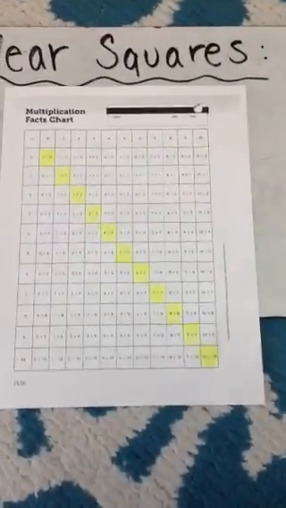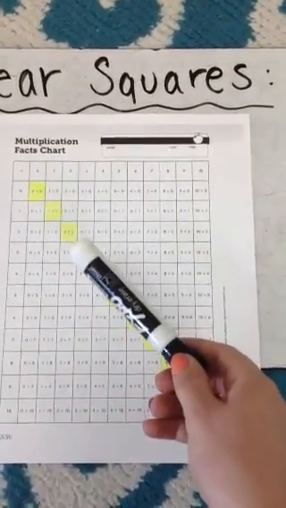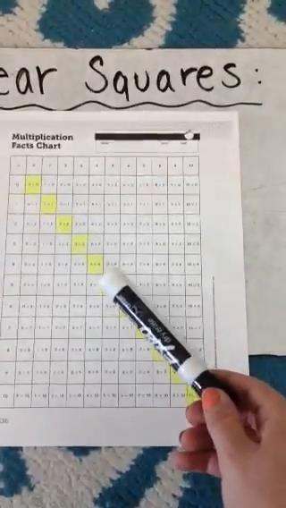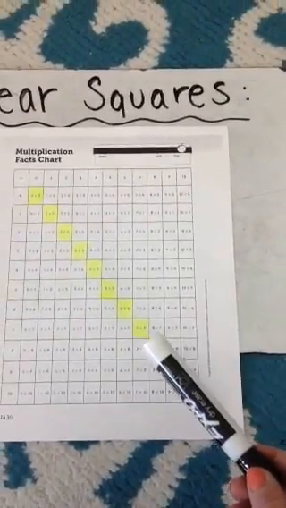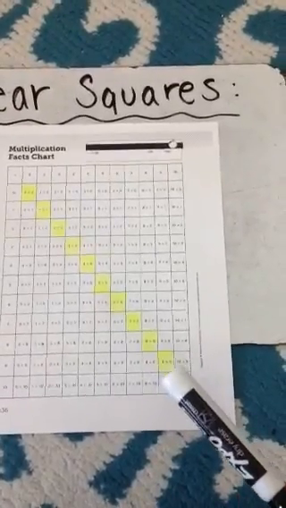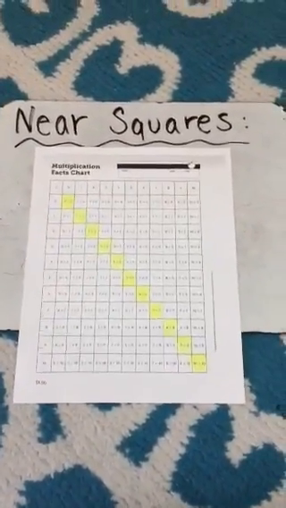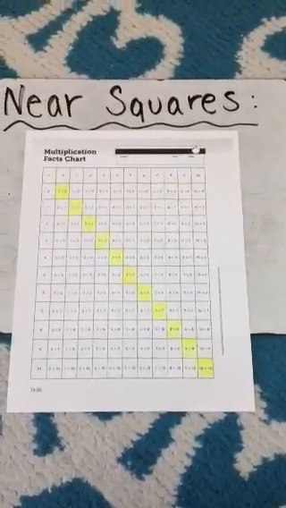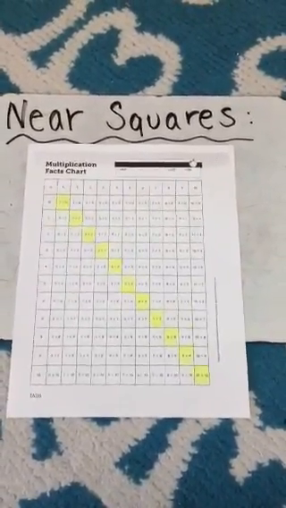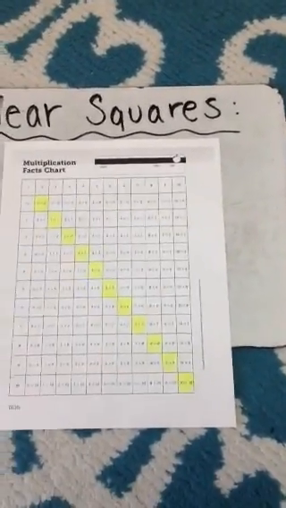So if you pay attention, 0 times 0, 1 times 1, 2 times 2, 3 times 3, 4 times 4, 5 times 5, 6 times 6, 7 times 7, 8 times 8, 9 times 9, and 10 times 10. If you know, multiplication squares are numbers that are multiplied by themselves. And when you solve it using an array, it comes into a square product. I'll show you what I mean by that.